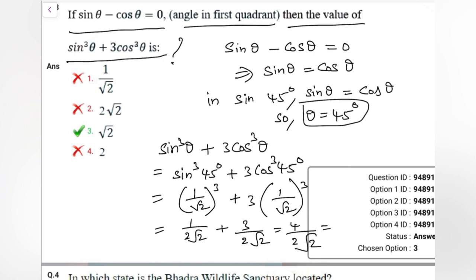that is equal to 2 by root 2, and we can write this 2 by root 2 as 2 by root 2 into root 2 by root 2, because square root of 2 into square root of 2 is equal to 2. So after cancelling both numerator and denominator, we get square root of 2. So option 3 is correct.